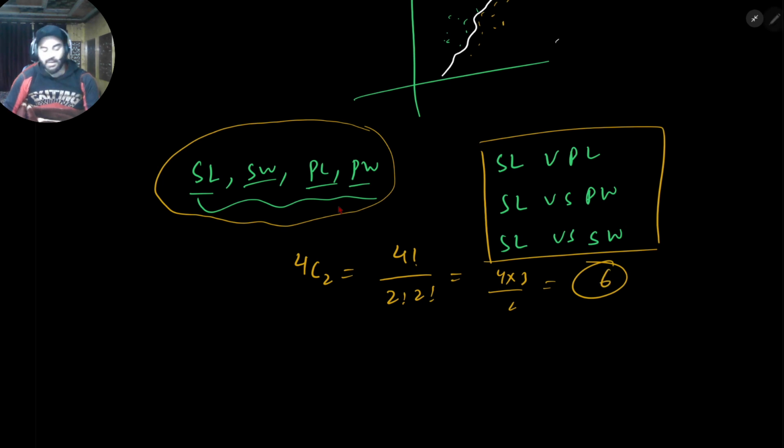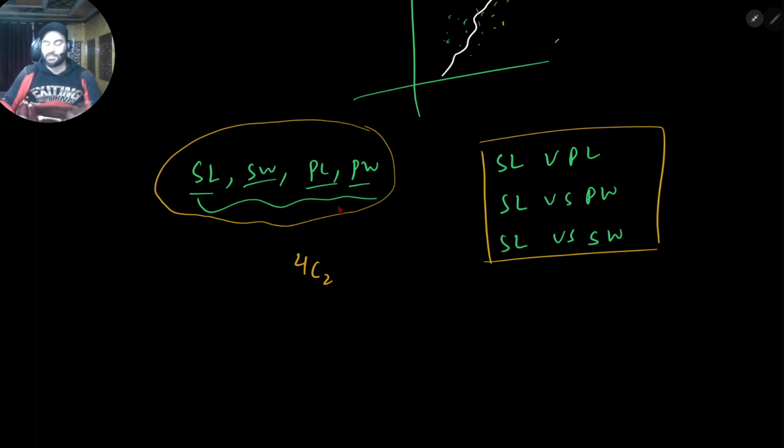And there will be 6 graphs. I hope so. Not even 6, I think there should be more. I'm making some computation mistake, but there will be 4C2 combinations. I don't want to make this computation. So 4C2 combinations will be there. Just compute it by using the formula of permutations and combinations.